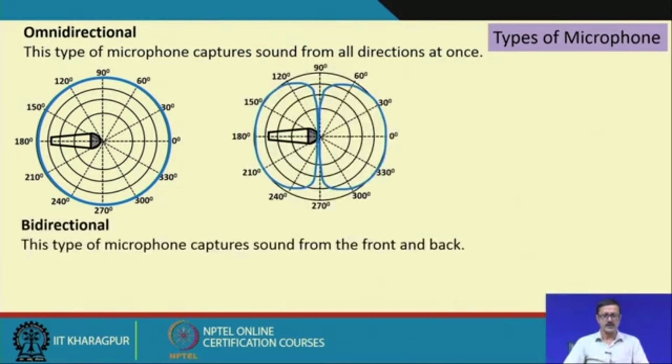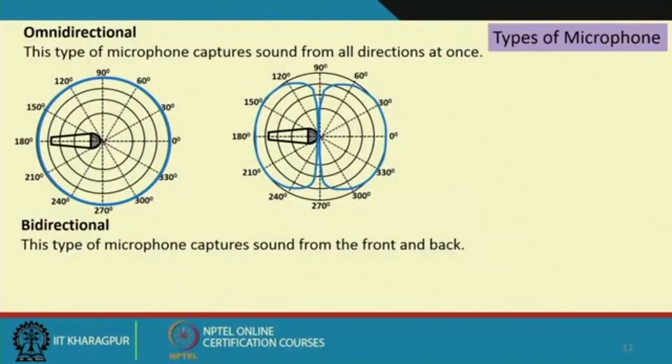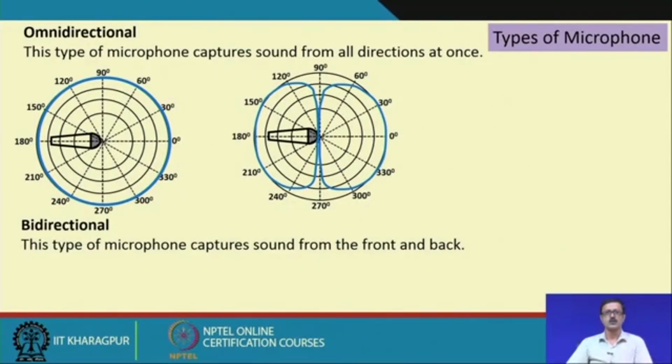And bidirectional microphones are those which have directivity only in two opposite directions, one in the 0° direction and another in the 180° direction. If you see the blue lines in this diagram, towards 90° and 270° the capturing potential is a little less. That is the property of a bidirectional microphone.